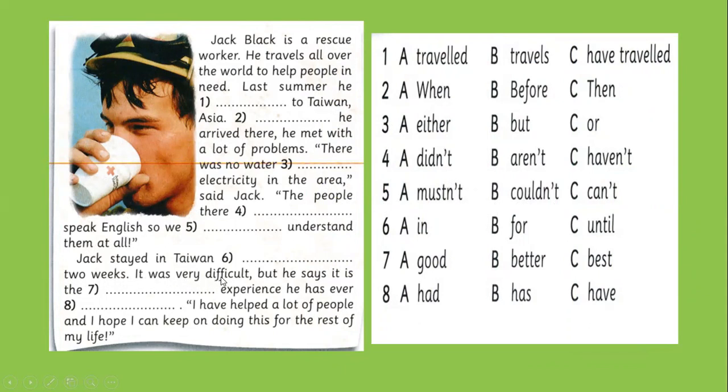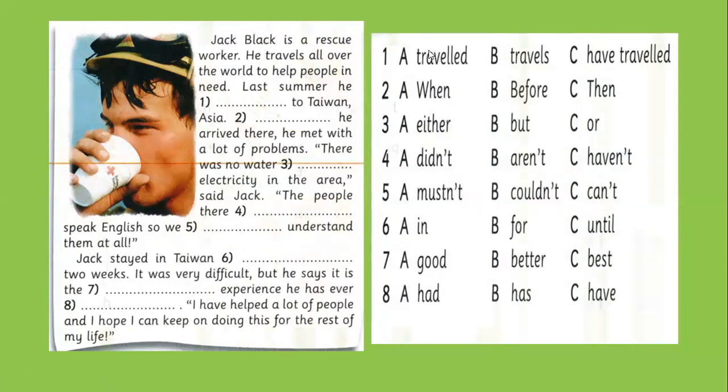Jack stayed in Taiwan for 2 weeks. It was very difficult, but he says it is the best experience he has ever had. I've helped a lot of people and I hope I can keep on doing this for the rest of my life. So number 8 is had, number 7 is best, number 6 is for, number 5 is couldn't, number 4 is didn't, number 3 is or, number 2 when, and number 1 traveled.